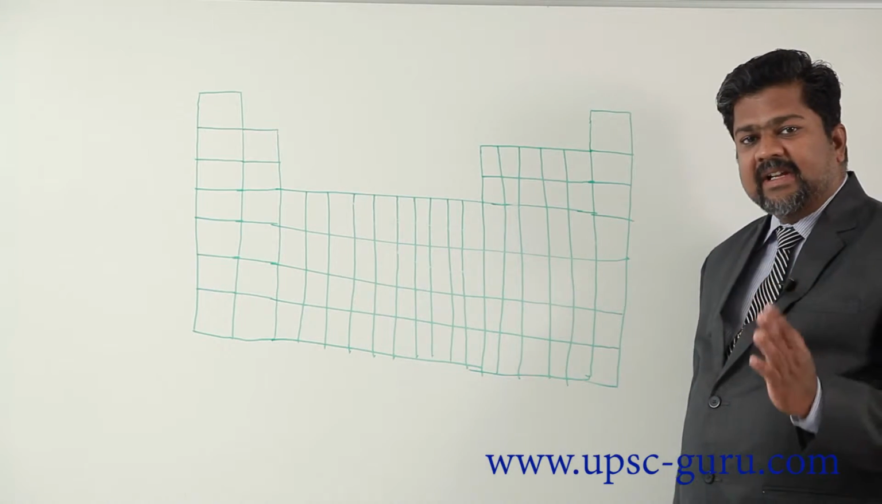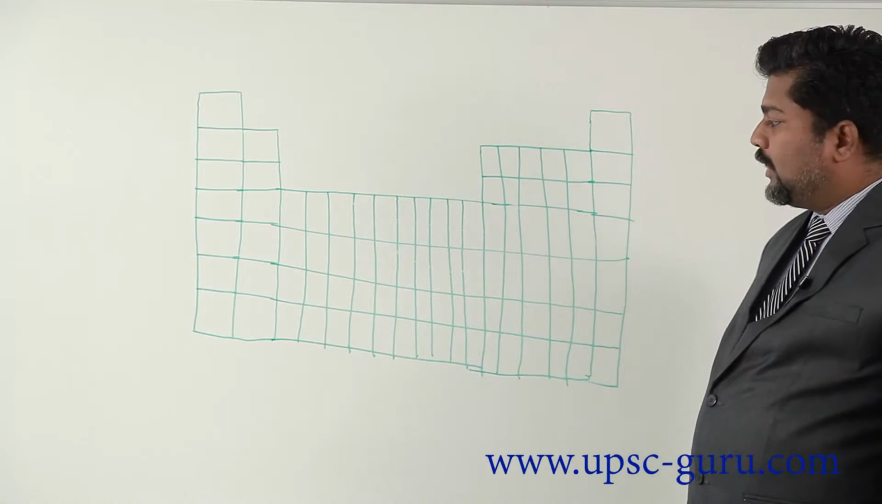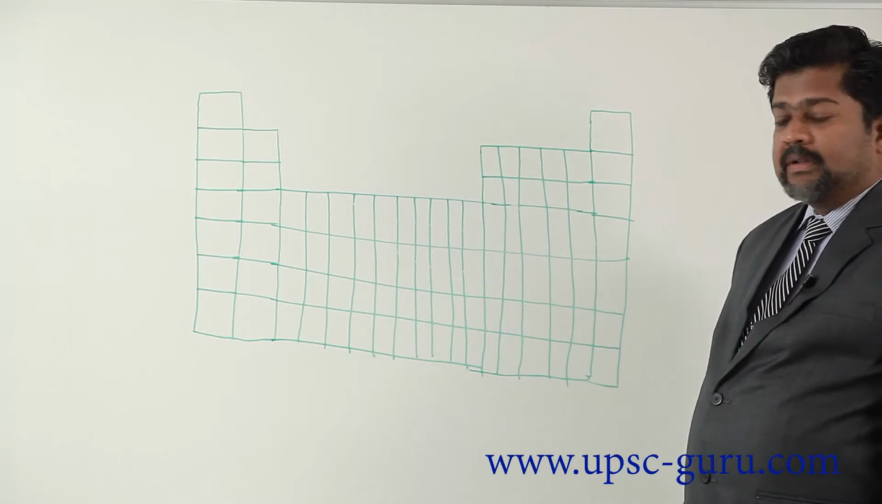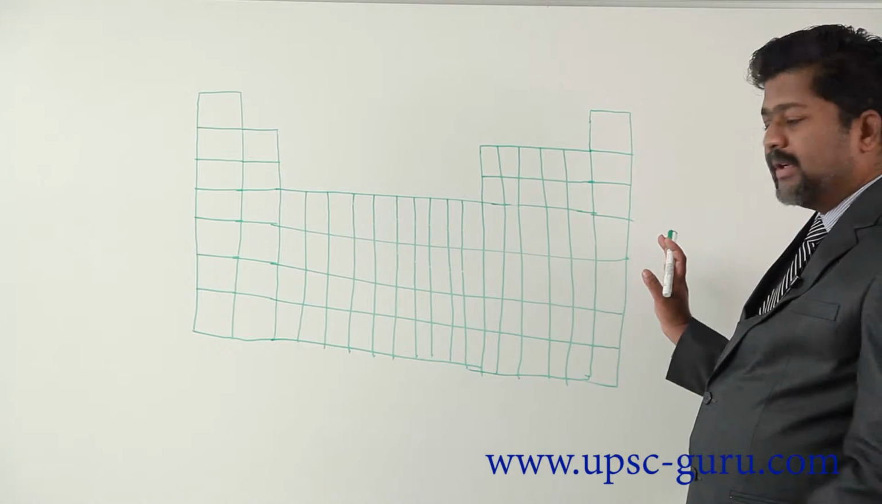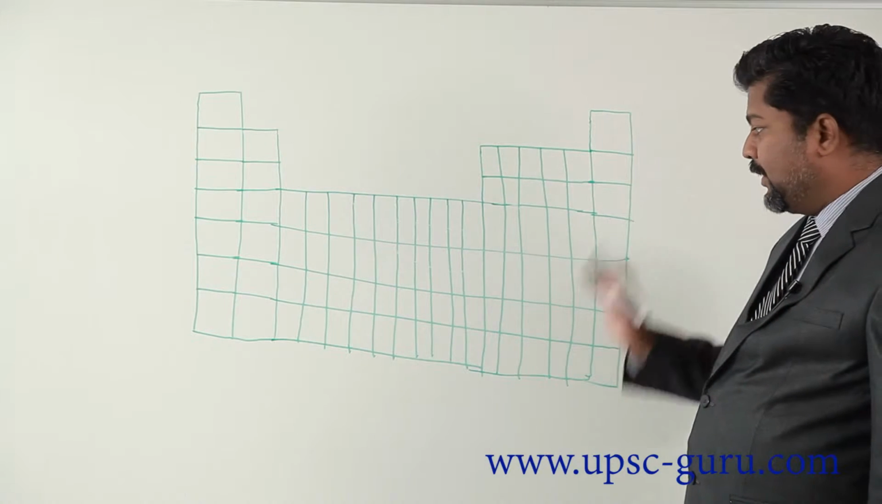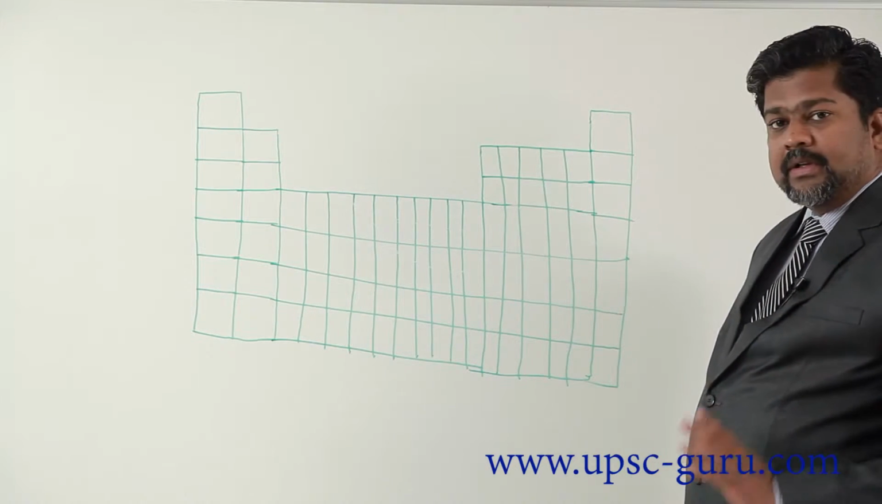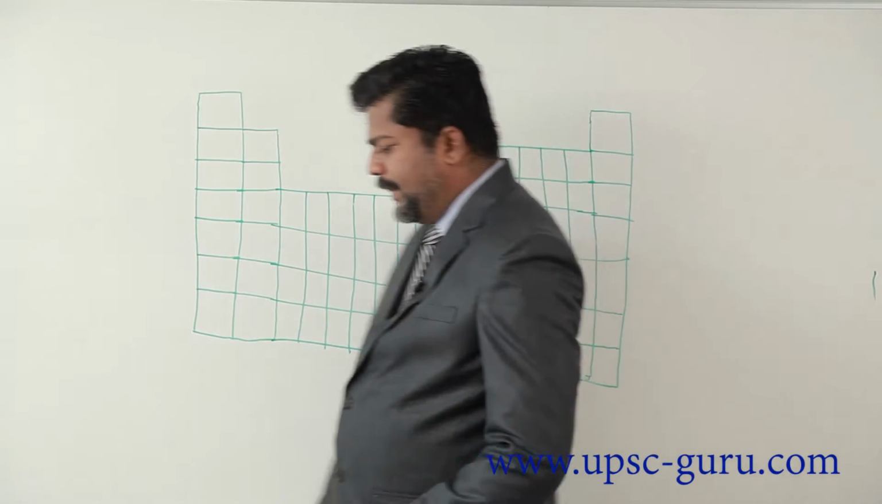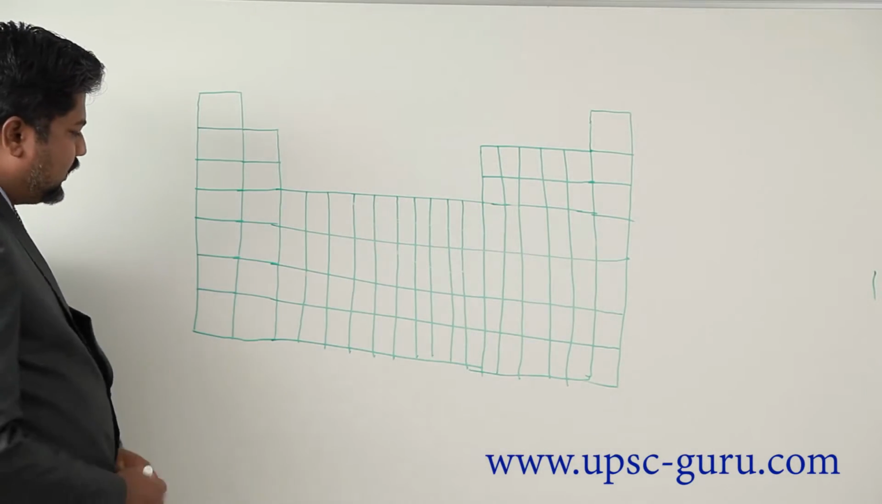This is just the skeleton of the periodic table. Now you will get an idea of how to draw this periodic table first. Yet I have not named anything. Alright, so this is the first skeleton of the periodic table we have produced here.